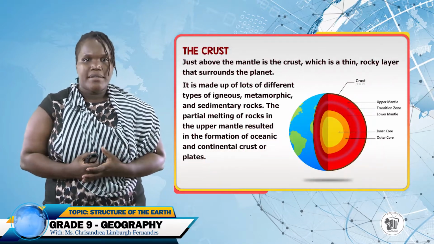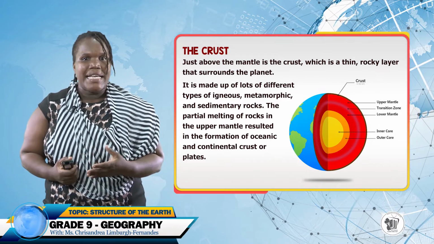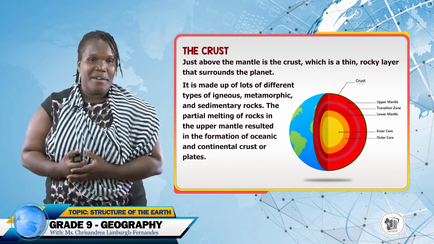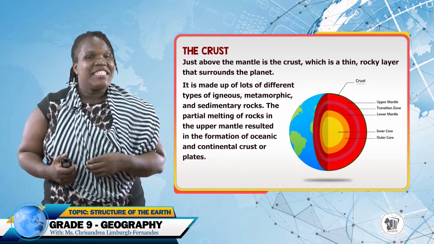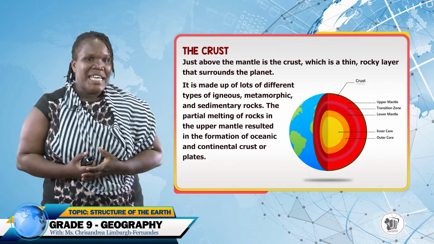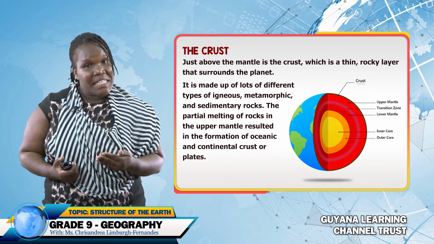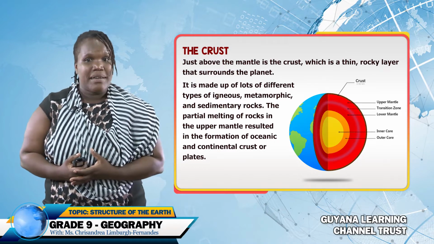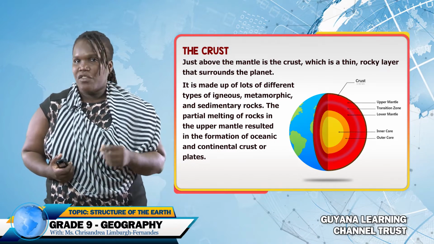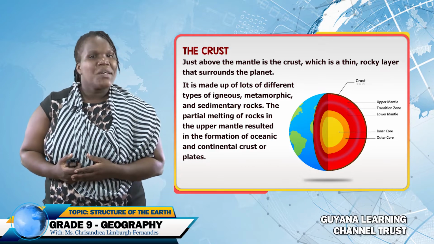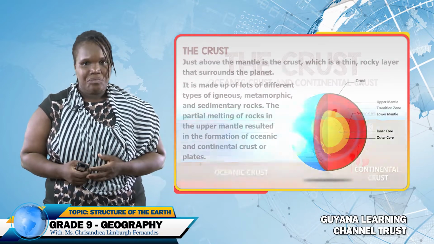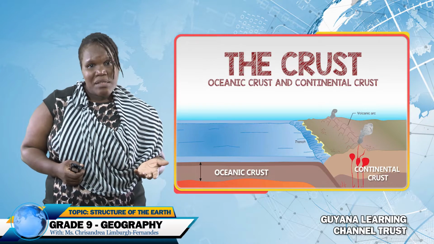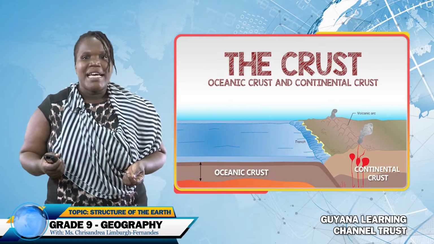We'll now talk about the crust. Just above the mantle lies what we call the Earth's crust. This is the thinnest layer. It is also rocky, and it surrounds our entire planet. It is made up of all different types of igneous, metamorphic, and sedimentary rocks. The partial melting of rocks in the upper mantle results in the formation of what is called oceanic and continental crusts or plates. Here's a brief discussion on what the oceanic crust is made up of, and what the continental crust is made up of.